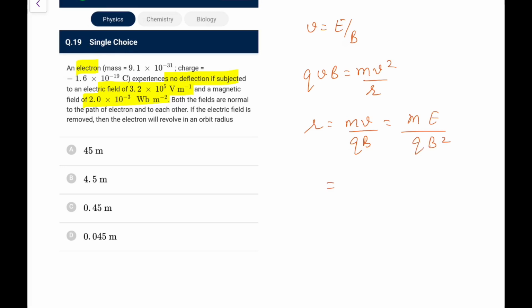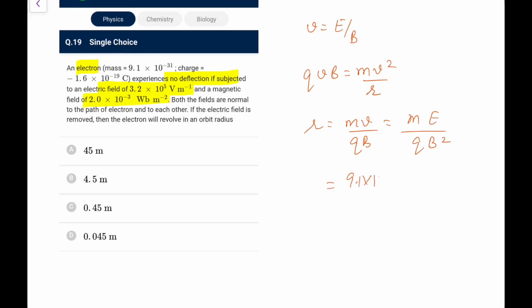Now, an electron experiences no deflection when subjected to electric and magnetic fields, when both the fields are normal to the path of the electron and to each other. If the electric field is removed, the electron will revolve in an orbit of what radius? So for zero force, we had the condition that the speed should be equal to E by B. Now if the electric field is removed, the force of the magnetic field would be qvB, that should be equal to mv square by r. So r would be equal to mv by qB. So if I write this v as E by B, what I have is mE upon qB square.